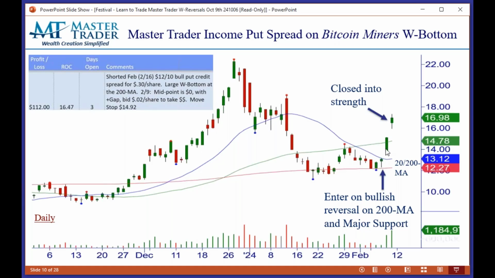So once I see this bottom for an income trade, we're going to sell a put spread under support. You can do it naked, or you can do a spread, like I said, for the advantages, and you keep the money as long as it stays above that short strike at expiration.